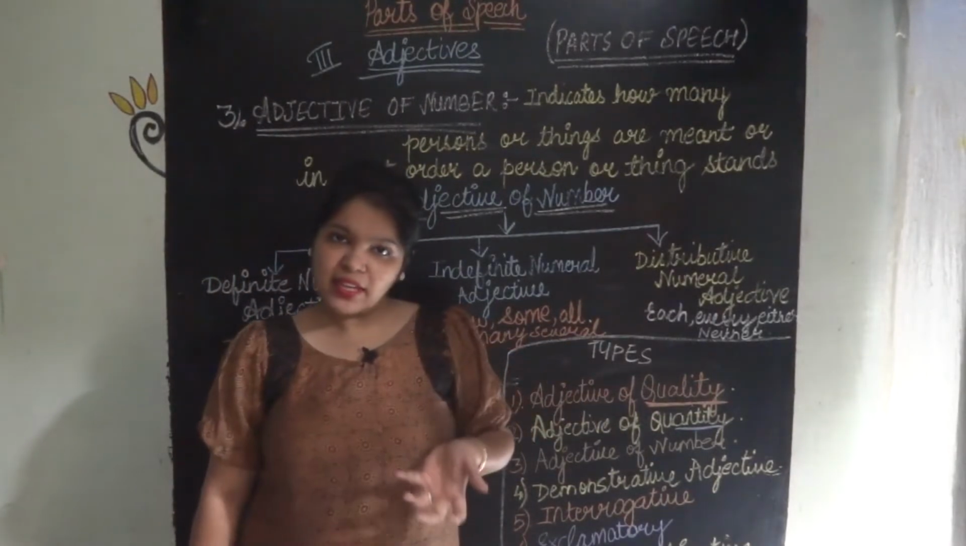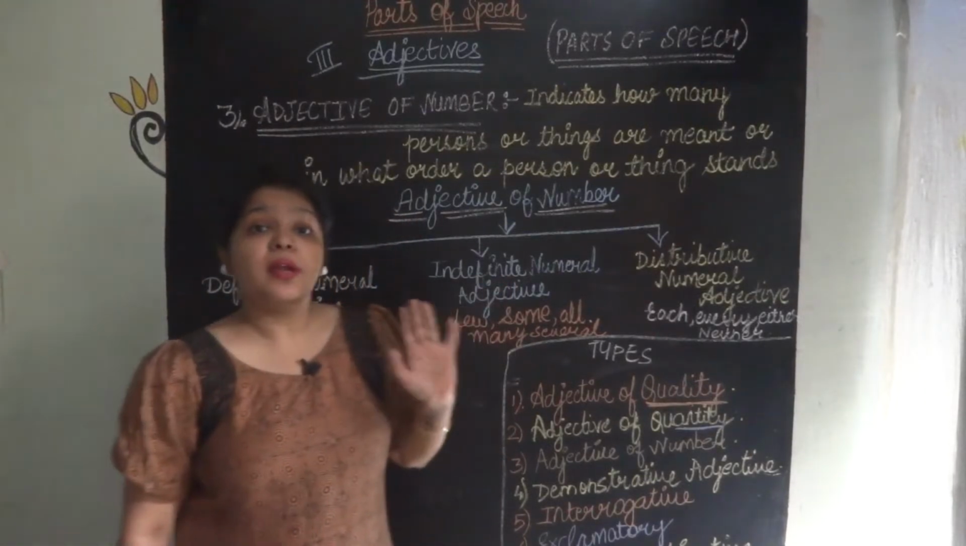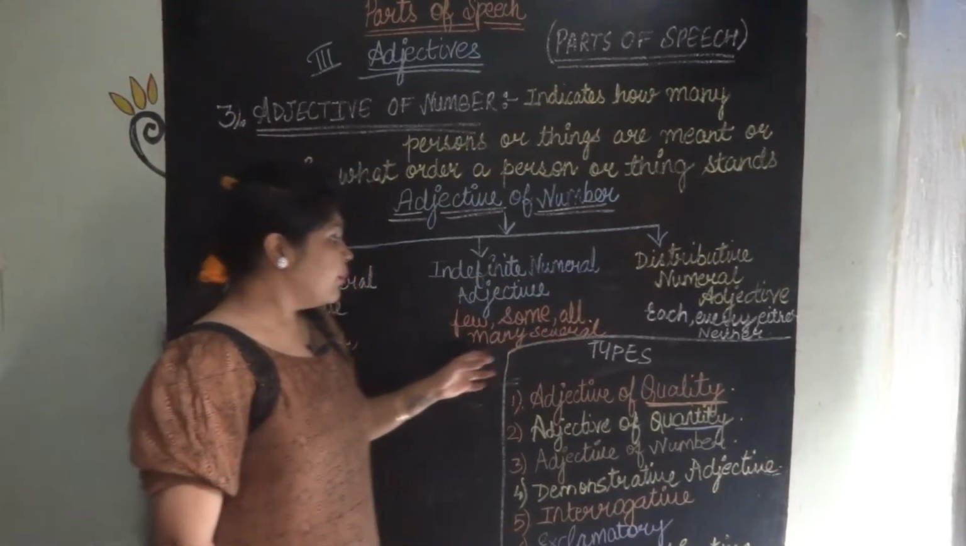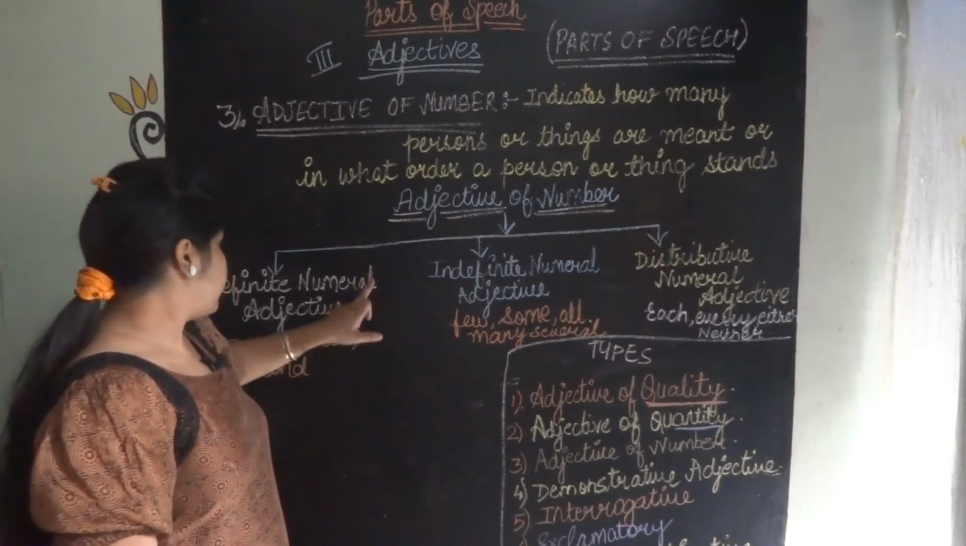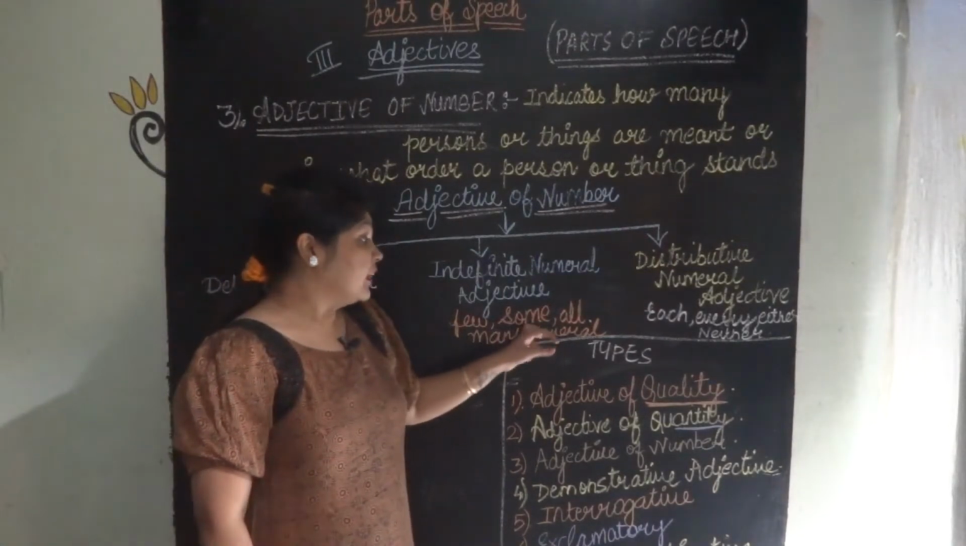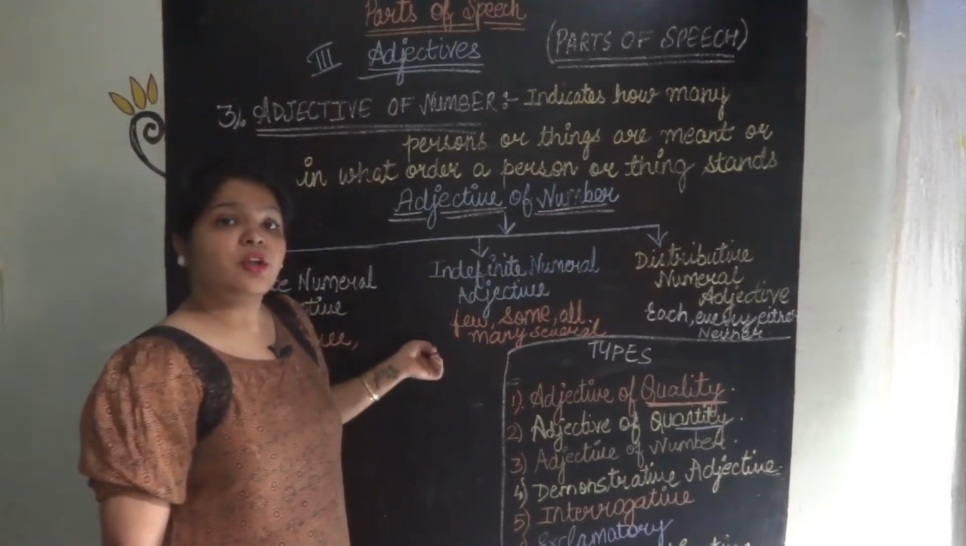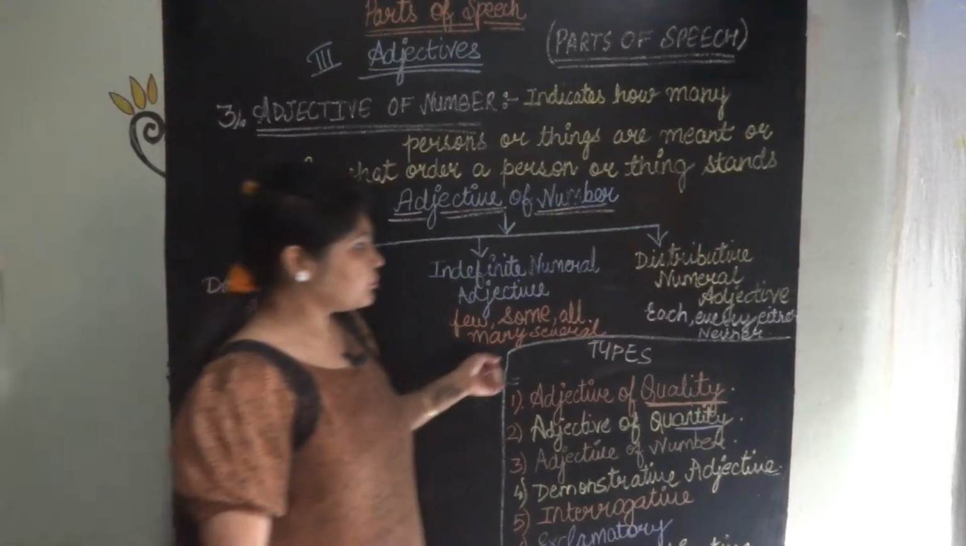Give me some rice, give me some water. I am not telling you in a proper number. If I am saying give me one glass of water, means I am saying definite numeral adjective. But if I am saying give me some water, then it is an indefinite numeral adjective.